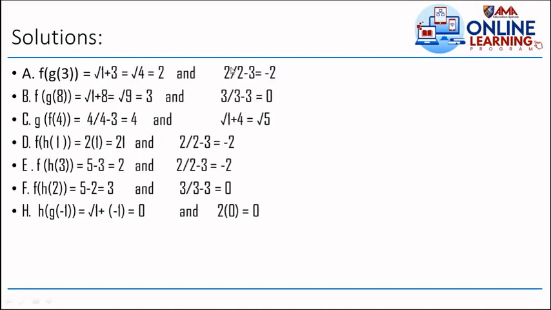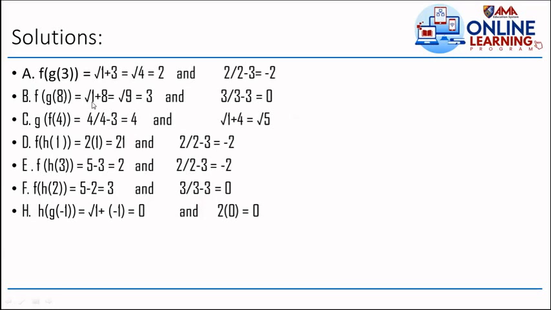So, we have 2 divided by 2 minus 3. So, 2 minus 3 is negative 1. 2 divided by negative 1, we have negative 2. Okay? Next, you have your letter B, no? F of g of 8. So, pareho lang yung procedure natin, no?